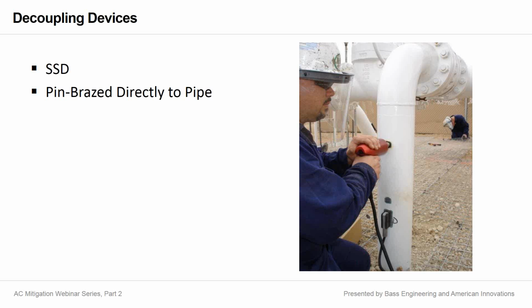When we're making connections with our decoupling devices, most often we're going to use some combination of exothermic welding or more recently pin brazing. The pin brazing technology has proved to be extremely valuable for attaching our decoupling devices to the pipeline. It's quick, it's easy, it gives you a great deal of versatility in attaching these decoupling devices to your pipeline.